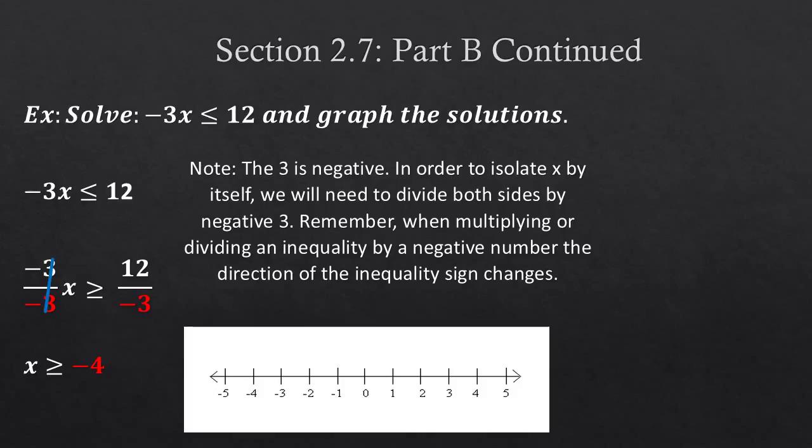Here is your graph. Find -4, which is on the left-hand side of 0. Closed circle. The direction of the arrow is now pointing to the right. So therefore, draw the arrow to the right.